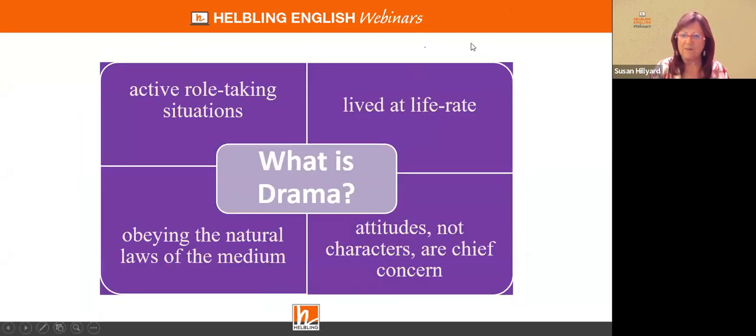So what is drama? Oh, I did explain to you why my pedagogy was developed in my school. And this is something that I carried on doing all my life. And I have always tried to explain to people what drama is, because as an educational dramatist, I have a different view of drama as being something which is these four things: active role-taking situations. So students have to take on different roles.